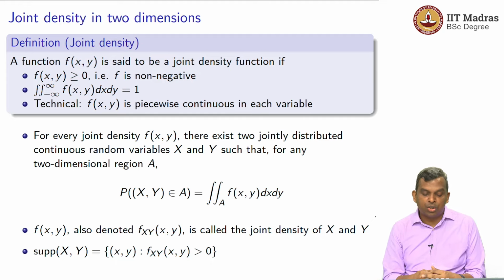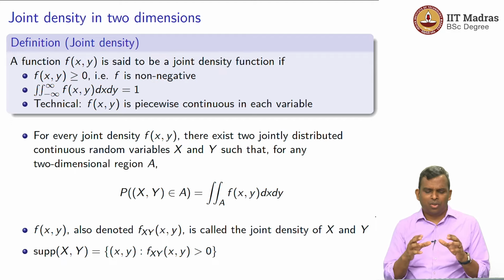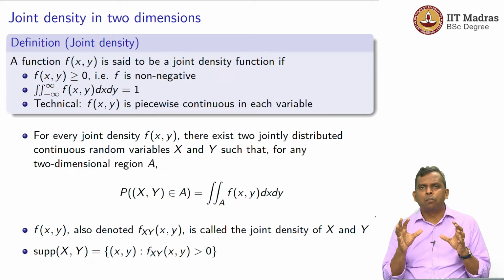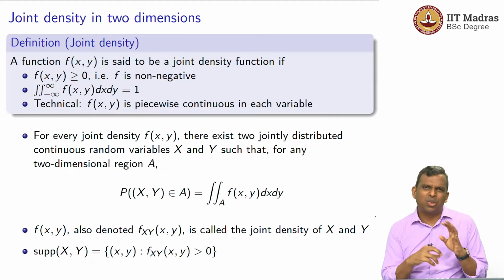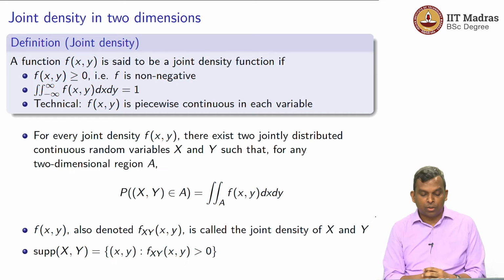So joint distribution, joint density has this kind of notation, f sub xy of x comma y. When you write f x y of x comma y, it's immediately clear what it is, right? So you don't have to say it's the joint density, etc. So that's why this notation is very useful.